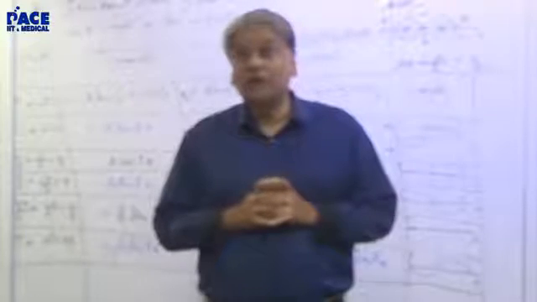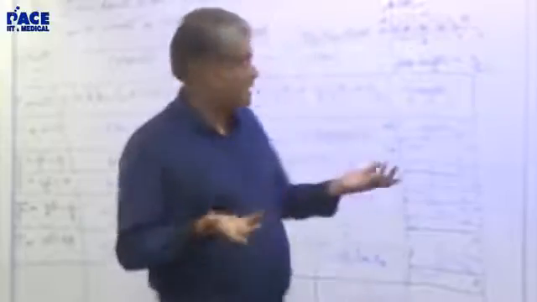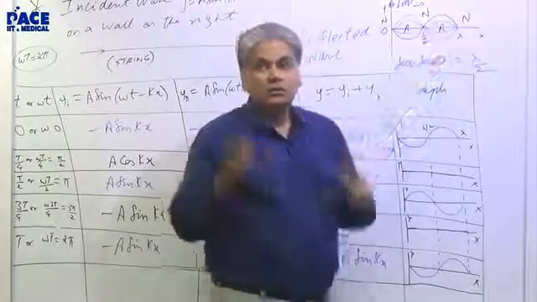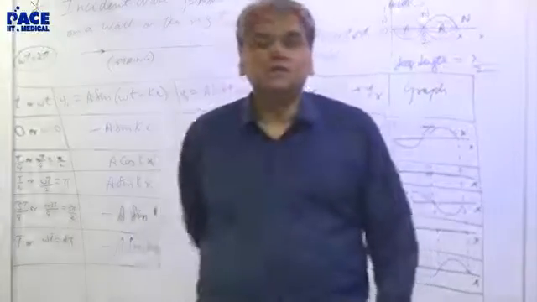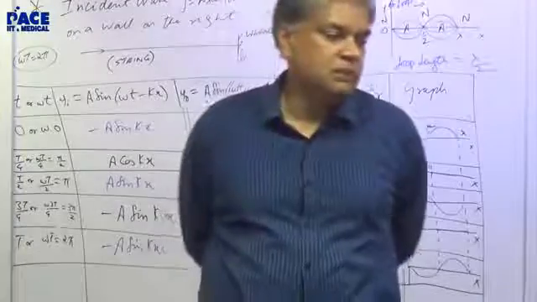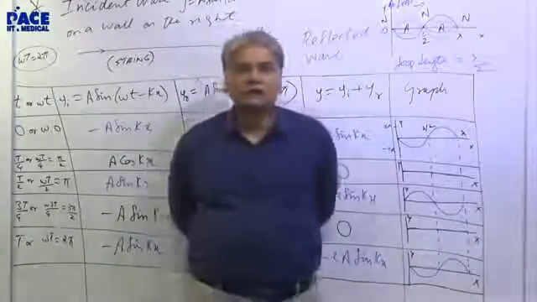Similarly, tell me, what is the gap between adjacent antinodes? That will also be lambda by 2. इन दोनों का gap, ये बीच में से उसके बीच तक. So write this down. Gap between adjacent antinodes is lambda by 2.